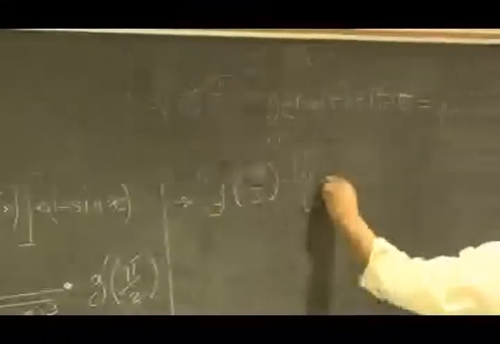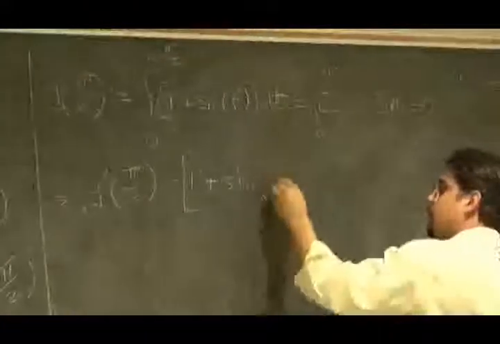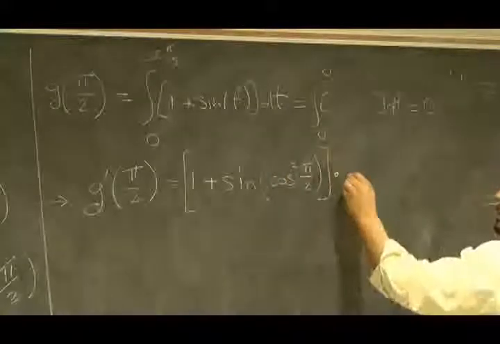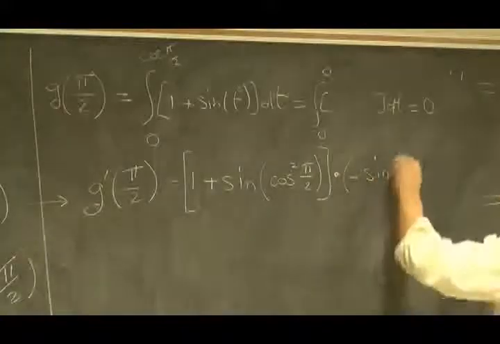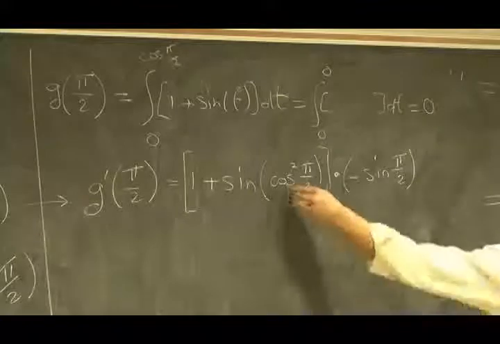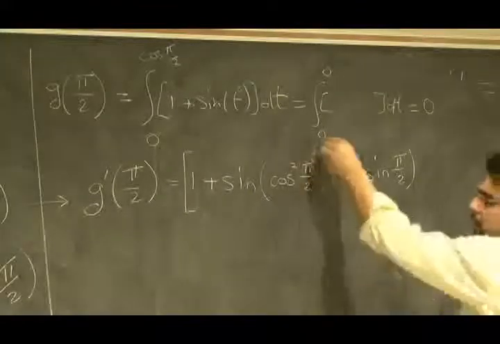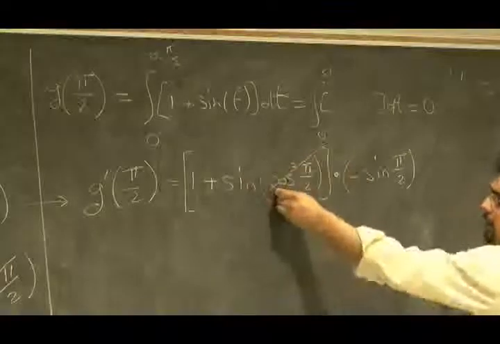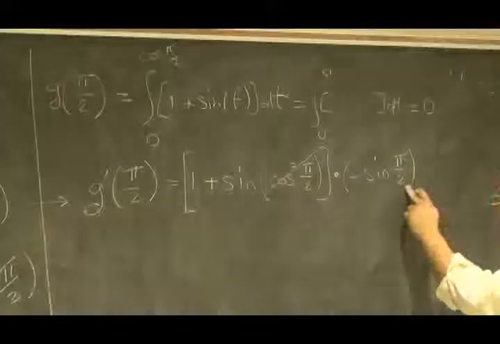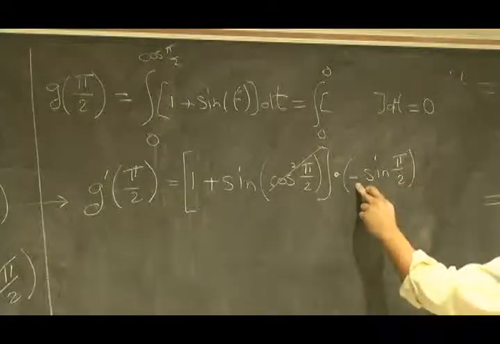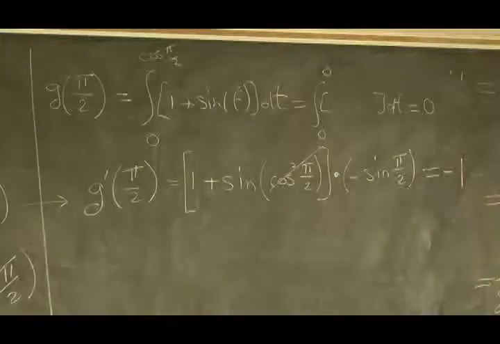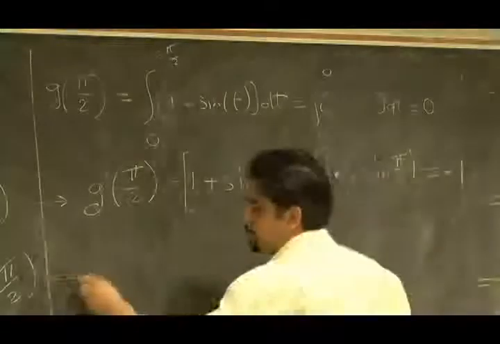So replacing x with pi over 2, we have 1 plus sine of cosine squared of pi over 2, times negative sine of pi over 2. Okay? Cosine pi over 2 is 0. Sine of 0 is 0. So this bracket is 1. Sine of pi over 2 is 1. So 1 times negative 1. This is just negative 1. Okay? Great.